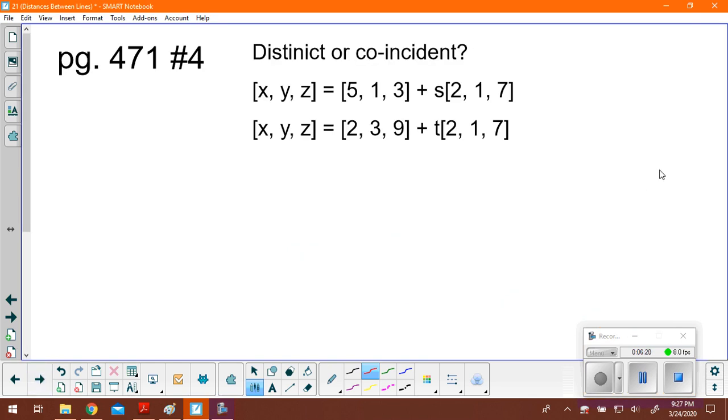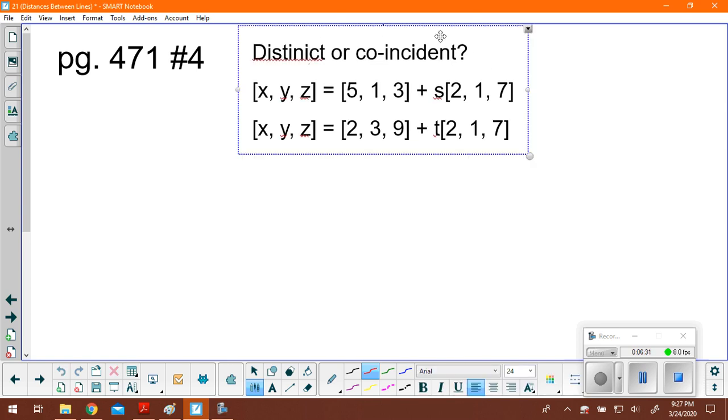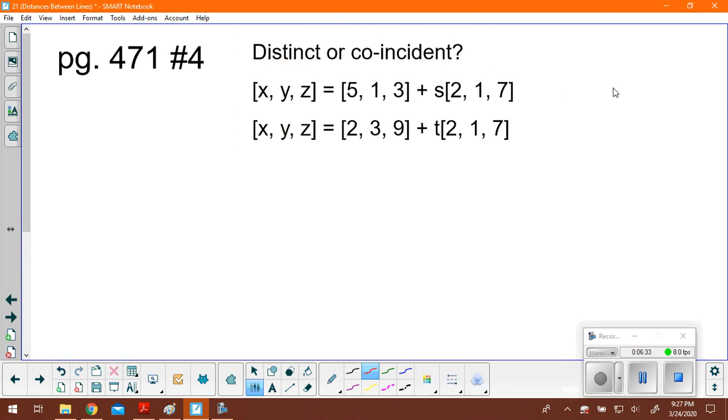Okay, now number 4. Number 4 says determine if the parallel lines in each pair are distinct or coincident. And I just realized I spelled distinct wrong. Okay. So first, I guess this is some terminology I didn't really go over in the video lesson from yesterday. But first, the question says they're parallel, right?